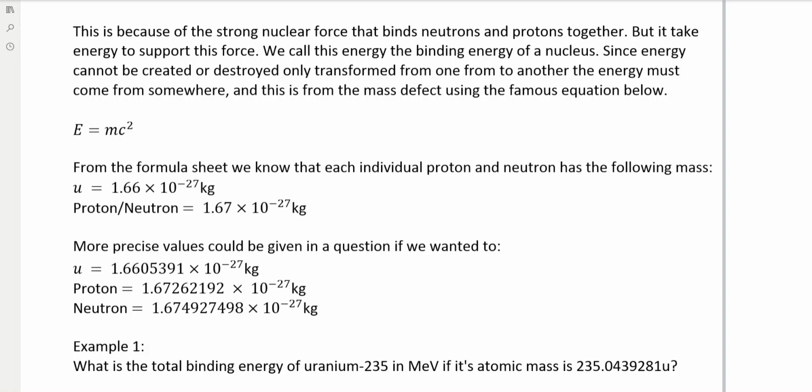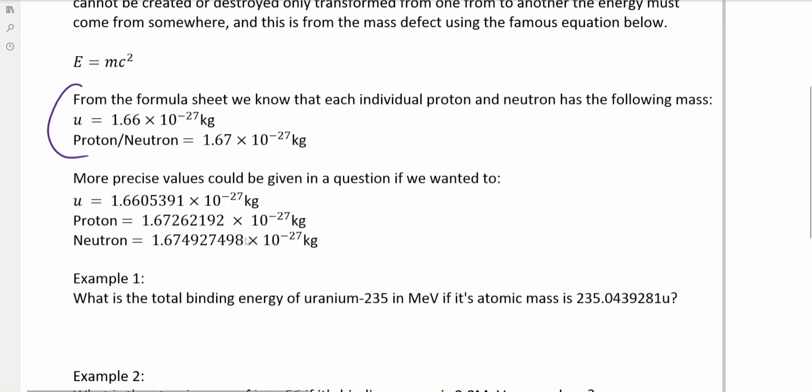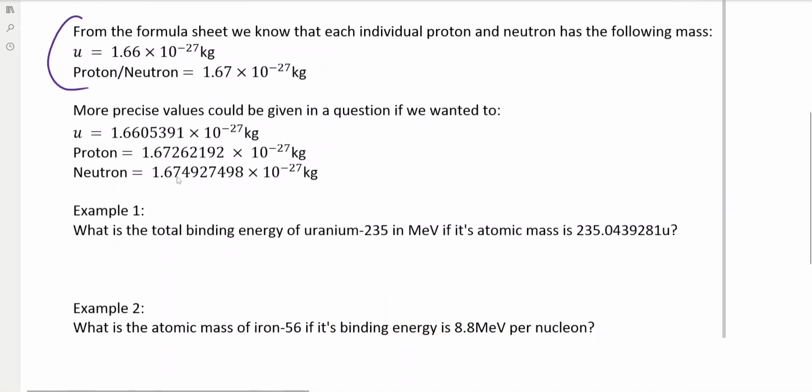From the formula sheet, we're told these different values here, but oftentimes we might want more precise values because there are some differences between proton and neutron masses, as you can tell right here. A neutron actually has more mass, and that has to do with the fact that it has 2 down quarks and 1 up quark, which we'll come back to in a later video on the standard model. The proton has a little bit less mass, but they're very, very similar. And there's a more precise value for the atomic mass conversion there.